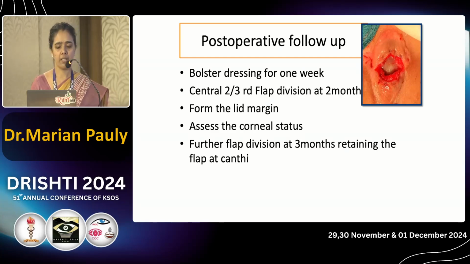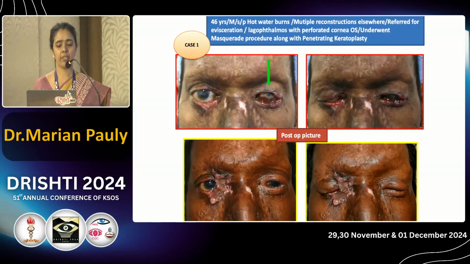So after 2 months, you can divide the central part of the flap, keeping both the canthi intact. Most of the time we do this when the cornea is compromised and the regular tarsorrhaphy will not help. Further flap division can be done at 3 months, retaining the canthus depending on the situation.